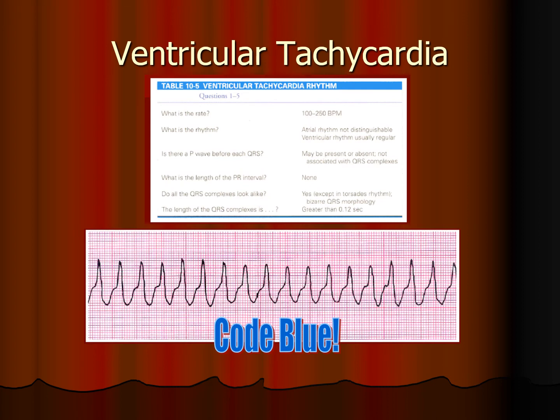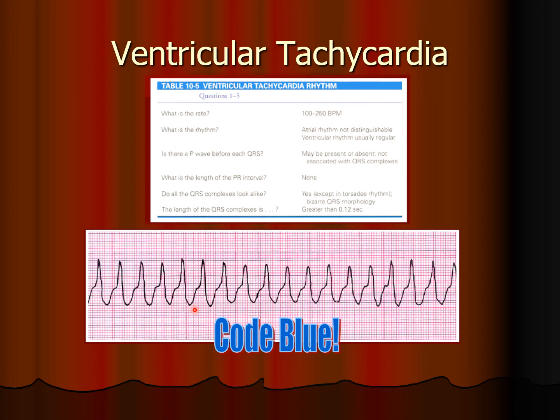V-tach, code blue, right? So it's very fast. It's a tachycardia. Now, here's the thing. People say, I can never tell V-fib from V-tach. All right. We have no P waves because it's a ventricular beat. We have cookie cutter complexes: one looks exactly the same as the next, and they're wide.